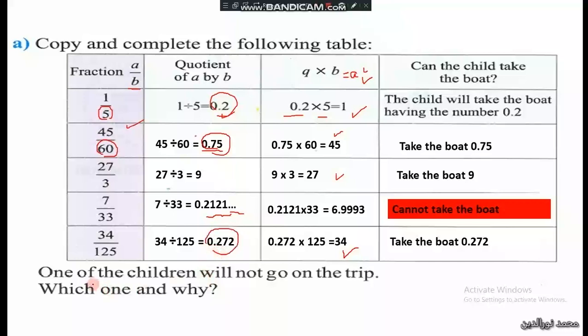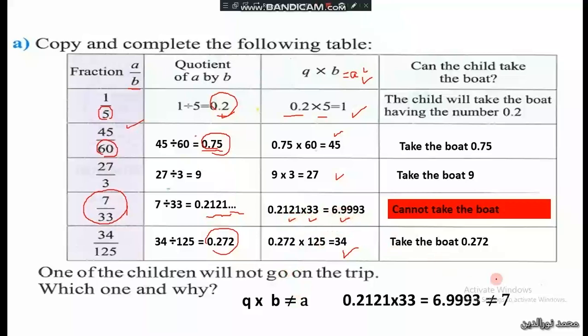And then one of the children will not go on the trip. Which one? It's the child having this fraction 7 over 33. Why? Because Q times B is different from A. We see here that 0.2121 times 33 is 6.9993, which is different from 7. So he cannot take the boat under the conditions given above.